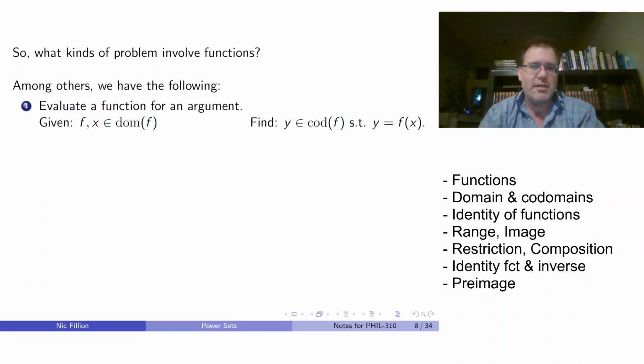The first one is the easiest. We are asked to evaluate a function for an argument. What does that mean? It means that we are given a certain function and we are also given an argument, so an element of its domain. And by evaluating a function, we are asked to find what is the value of the function for that argument. So we are asked to find an element of the codomain such that the element of that codomain is the value of the function at x. So that's the easiest use of functions. We use functions like that all the time.